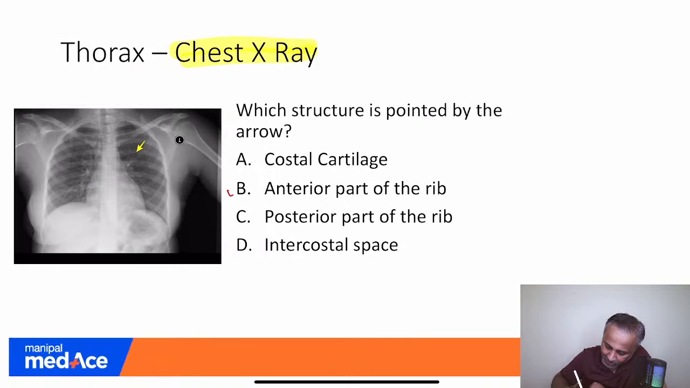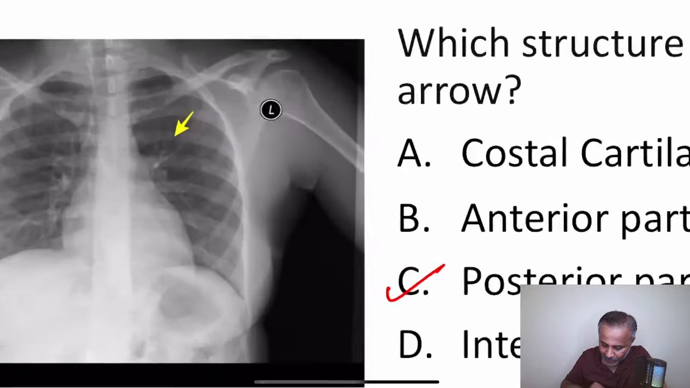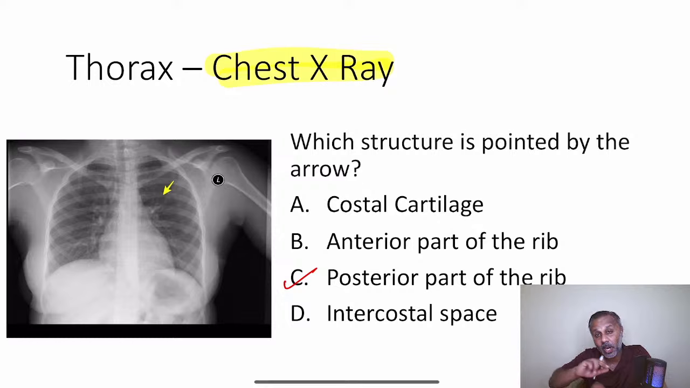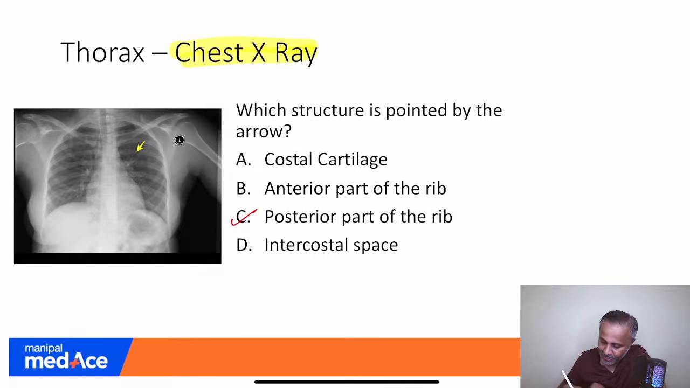It is the posterior part of the rib. If you say it is the anterior part, how would you tell whether it is the anterior part? Remember, if they had marked this portion of the rib, that would have been the anterior part. Since we see the horizontal part which is coming from the vertebral column, we can confidently say that this is the posterior part of the rib. So the correct option here is the posterior part of the rib. This is how we identify the parts of the ribs on a plain X-ray of the chest.